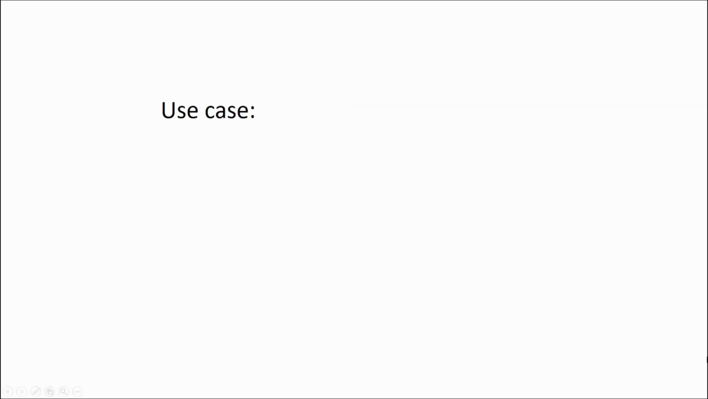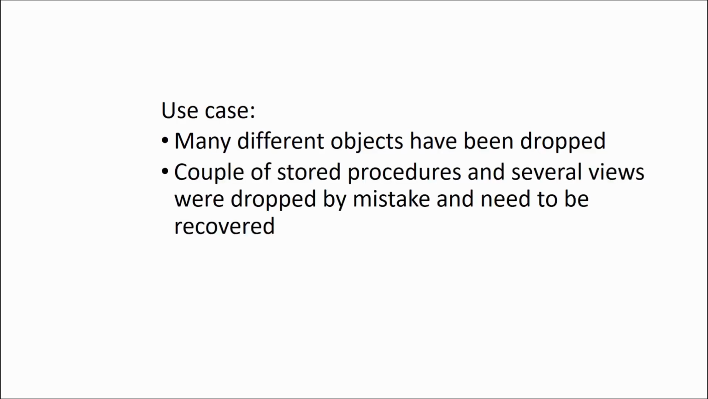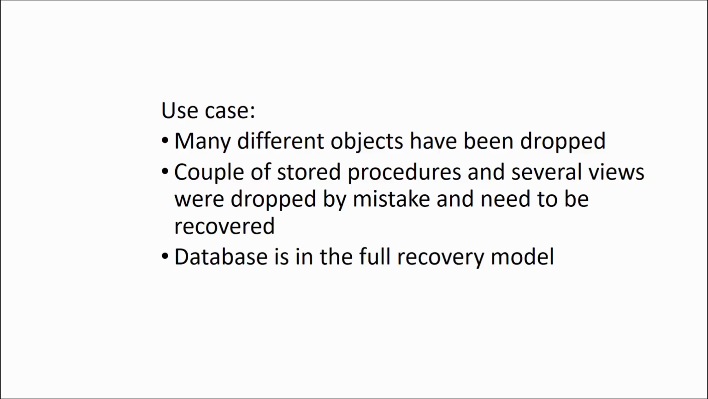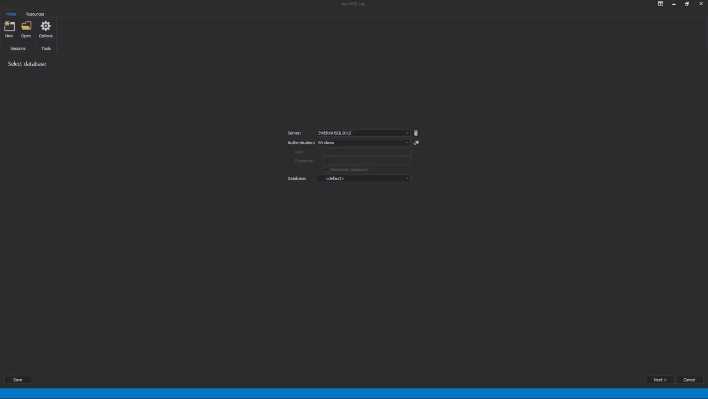In order to get started, let's assume that during database maintenance, a user has dropped many different objects that are of no use or value for their database anymore. But in addition, a couple of stored procedures, as well as several views, were dropped by mistake, and now all dropped objects need to be recovered. The database is in the full recovery model, and a full database backup has been created in the meantime, which means that the user will now need to look into the full database backup, which includes transaction log backup, and find the dropped objects.